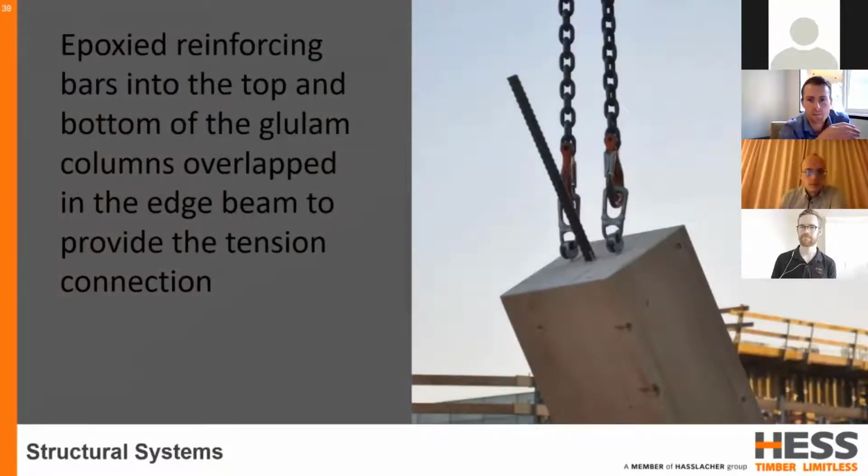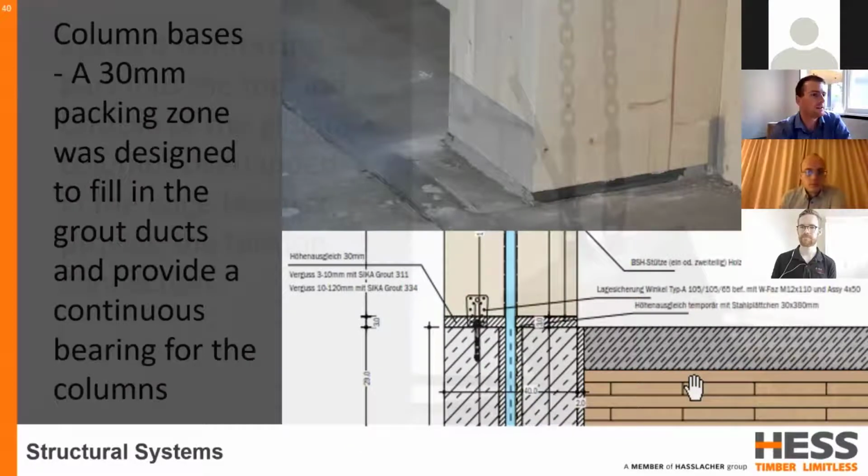Vertically, at the top and bottom of all of the glulam columns projected a large diameter reinforcing bar, which was epoxied into the timber offsite. And these were then overlapped within the grout ducts of the edge beams that they sat on. And this provided a continuous tension connection through the columns on every floor. So there's a detail there. You can see these steel rods going into the concrete edge beam.